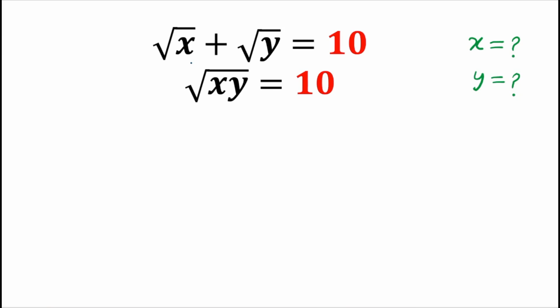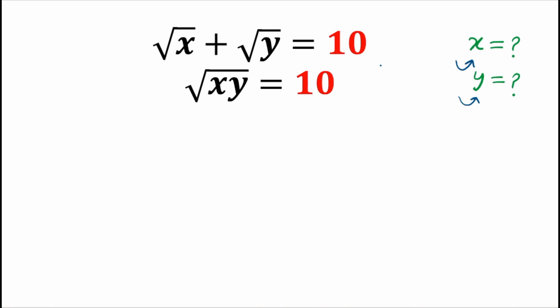Hello students, in this video we are going to solve a nice algebra problem. Here, square root of x plus square root of y is equal to 10, and another equation is square root of xy is equal to 10. Here we need to calculate all possible values of x and all possible values of y, where x and y both belong to the real numbers.